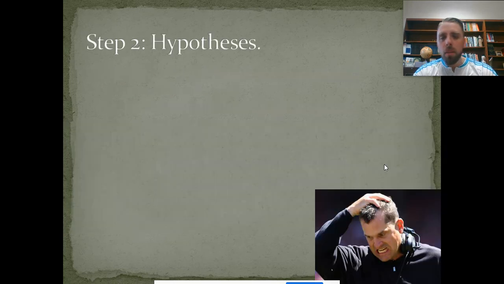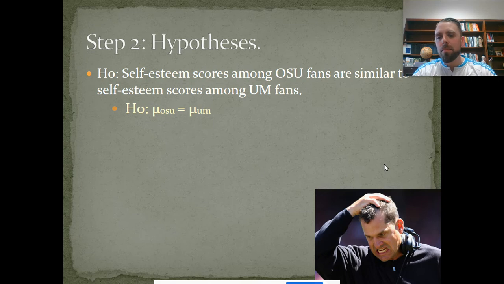Okay? So step 2, let's go over our hypotheses. You'll remember it's a two-tailed t-test. Therefore, I'm just looking for a difference. So I would write this as follows. H0, self-esteem scores among Ohio State fans are similar to self-esteem scores among U of M fans. You could also write or say something like, self-esteem scores among Ohio State fans are not different from self-esteem scores among U of M fans. Or put another way, mu of OSU equals mu of UM.